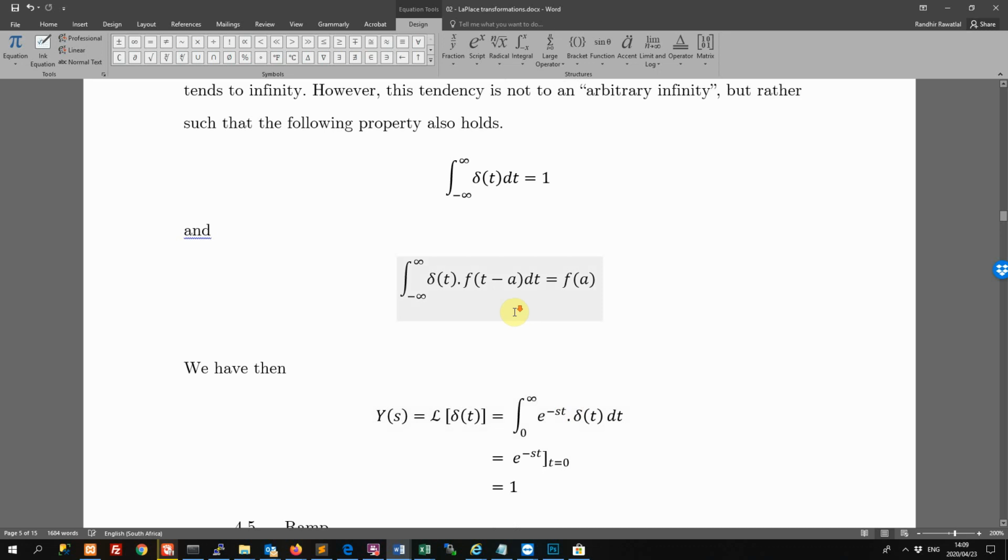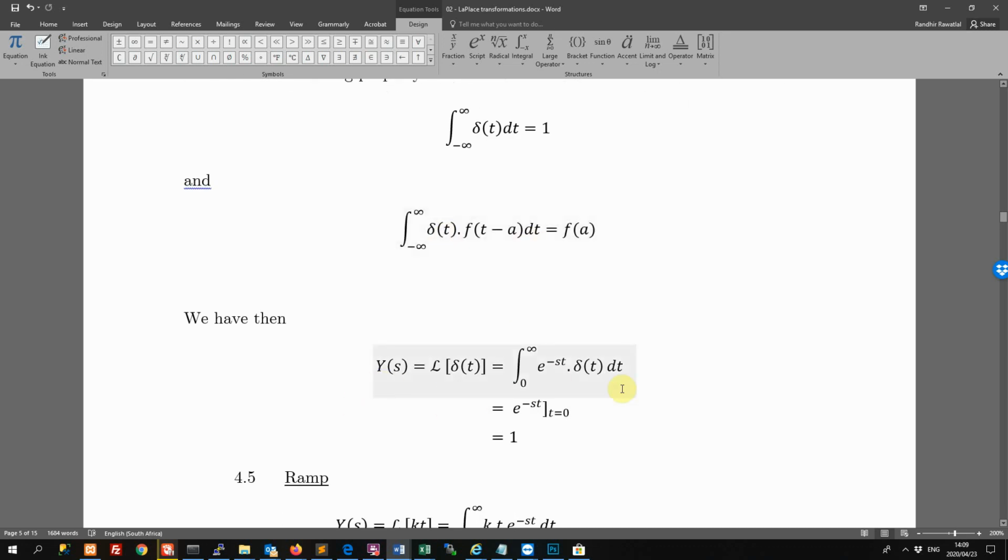All right, so if we use this property in our transformation, we can see that this is going to result in the function that we are multiplying with at the specific value t equals 0. So this is e to the minus st at t equals 0, and of course at 0 that's e to the 0, which is a 1. So the Laplace transform of the Dirac delta function is simply 1.